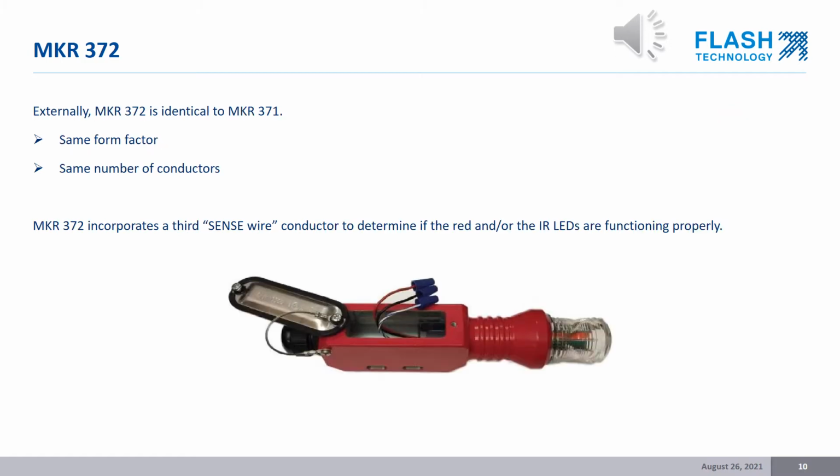Externally, the Marker 372 is identical to the Marker 371. It has the same form factor and the same number of conductors. The Marker 372 incorporates the third conductor sense wire in its operation to determine if the red or if the IR LEDs are working as mandated by the FAA.